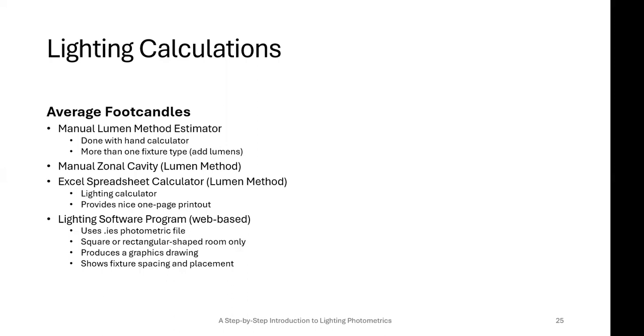Lighting software program, web-based. So there are programs by manufacturers out there where you can actually pull in an IES file, and you can actually calculate, and it'll give you a diagram. They're for rectangular or square shaped rooms. It shows you a drawing, the spacing of the fixtures, and so forth, and does a nice little job, and it's one level up in terms of accuracy. And then you have the full lighting design software, and it basically does it all. And we'll see some examples of this later.